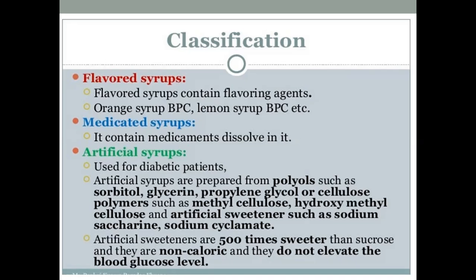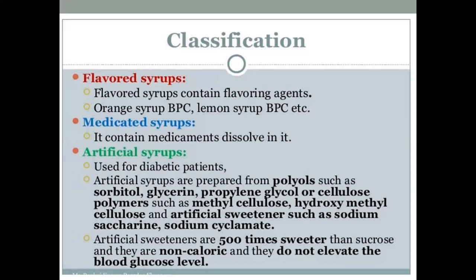They are artificially made, and artificially made syrups are used in diabetic patients, in which the amount of sugar, the sweetening sucrose, is reduced. So artificial syrups are prepared from polyols such as sorbitol, glycerine, propylene glycol, or cellulose polymers such as methyl cellulose, hydroxymethyl cellulose, and artificial sweeteners such as sodium saccharin, sodium cyclamate. These artificial sweeteners we discussed in pharmaceutical aids under sweetening agents. Do you remember? And these artificial sweeteners are 500 times sweeter than sucrose, they are non-caloric, and they do not elevate blood glucose level.